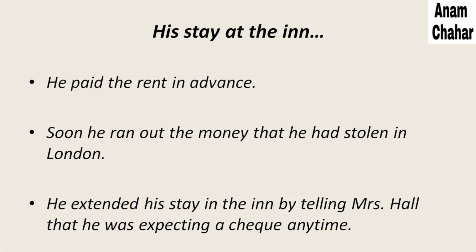However, very soon, Griffin ran out of the money that he had stolen in London, but extended his stay in the inn by telling Mrs. Hall that he was expecting a check any time. So obviously he was telling a lie because he wasn't expecting any kind of check. He only wanted to extend his stay.